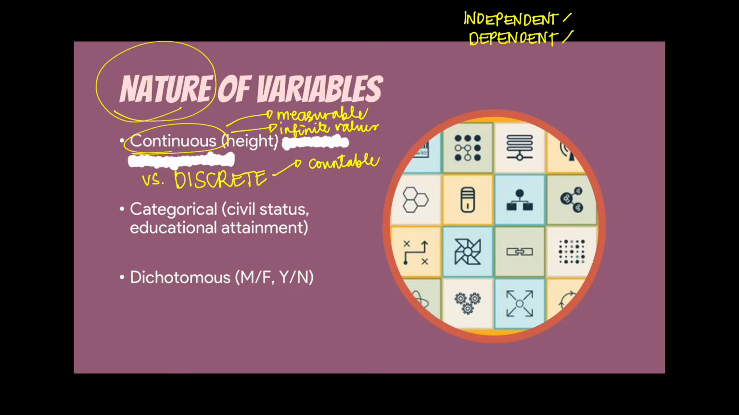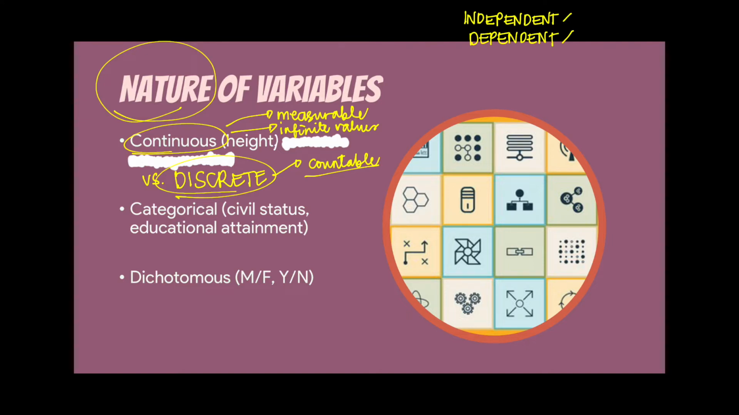Okay? And then we also have discrete variables. Discrete variables are countable variables. Now, the values in between the two values are not infinite. So an example of discrete variables would be number of students in a class or number of people in the house. So if it's countable, it's discrete. If it's measurable, then it's continuous variables.